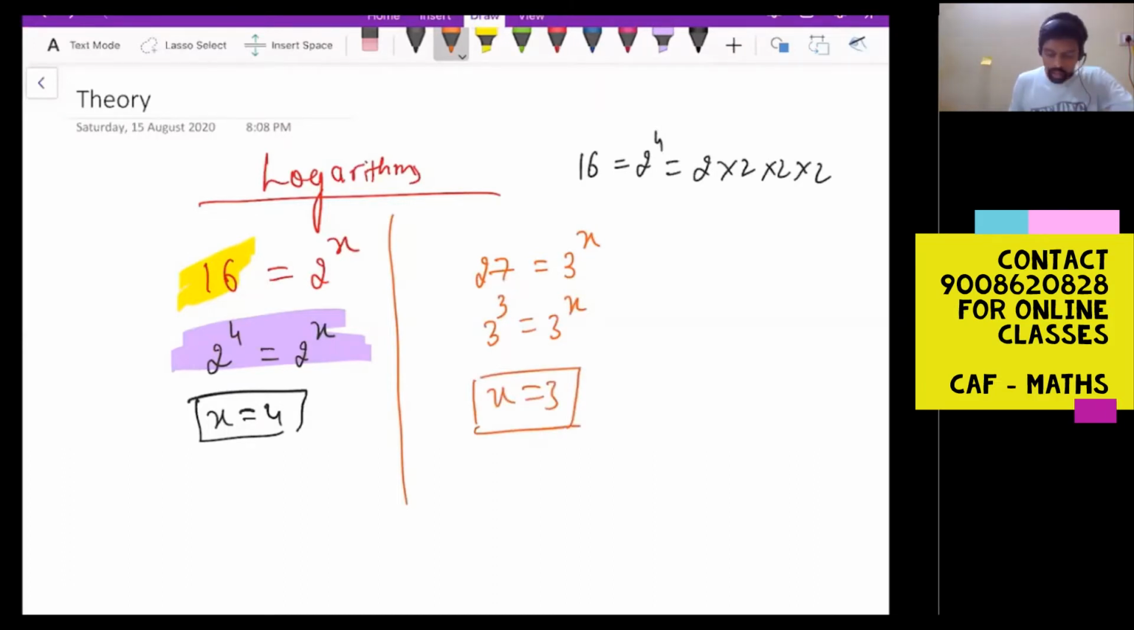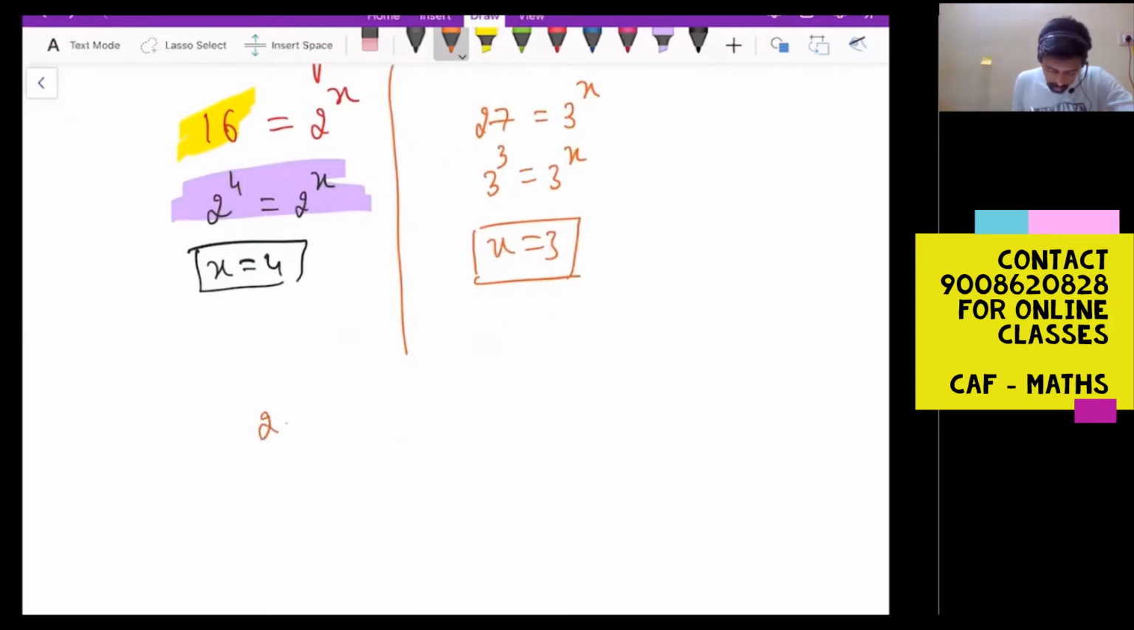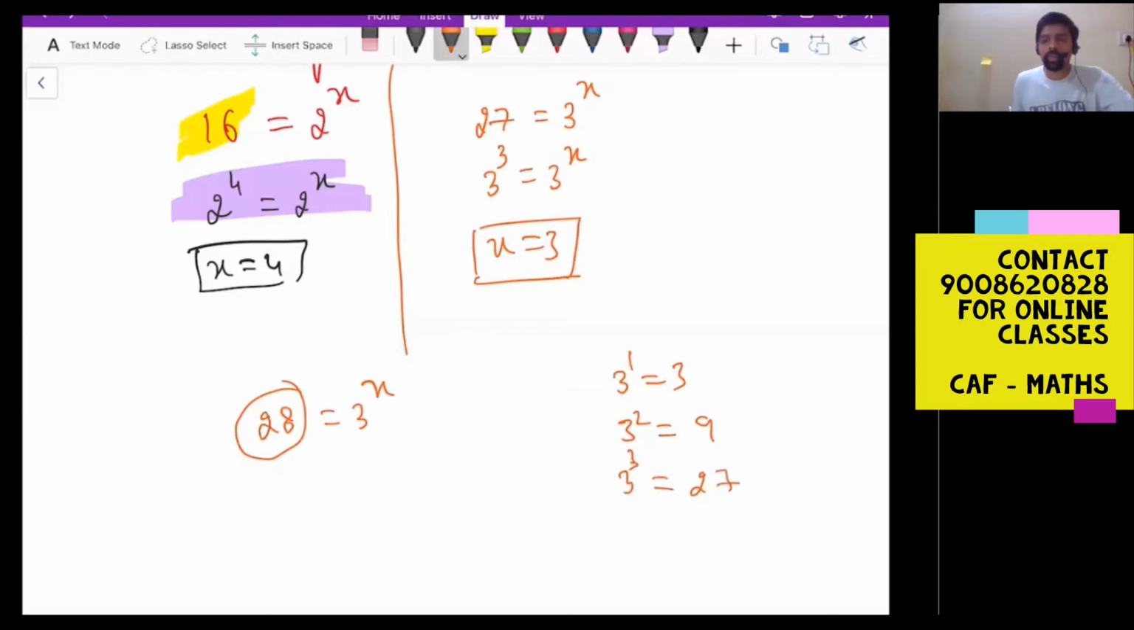All right. Okay, now can you solve this? 28 is equal to 3 to the power x. Express 28 in exponential form with base 3. So how much is 3 to the power 1? 3, correct? 3 to the power 2 is 3 into 3, that is 9. 3 to the power 3 is 3 into 3 into 3, that is 27. 3 to the power 4 is 81. But I want 28 in exponential form with base 3.